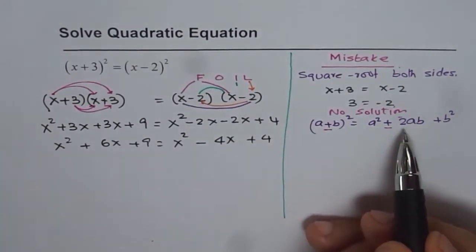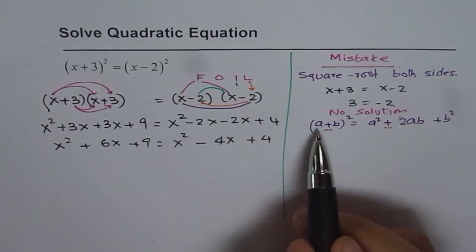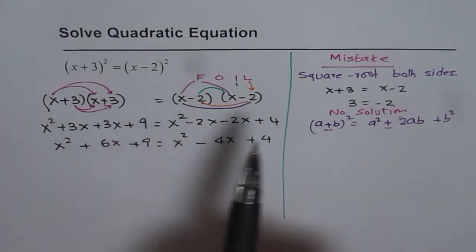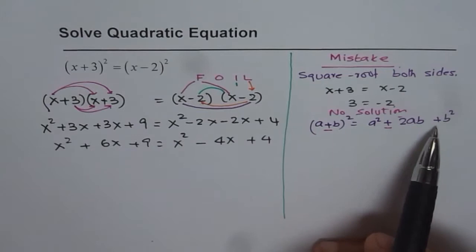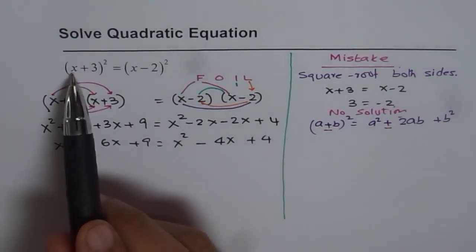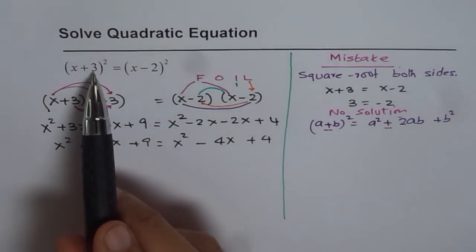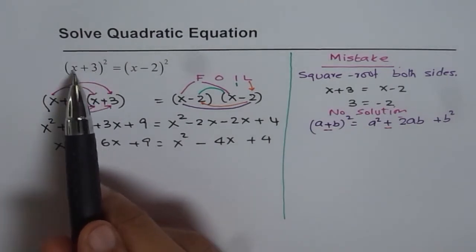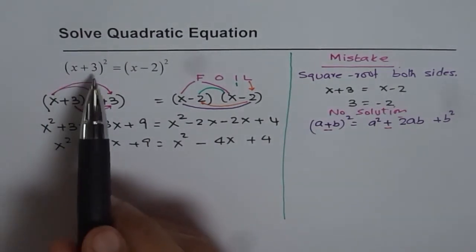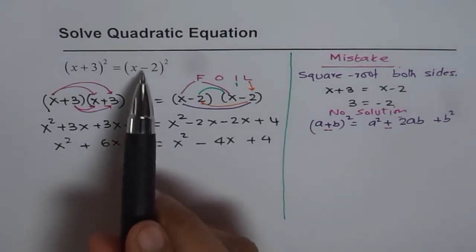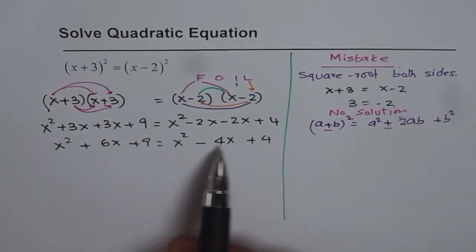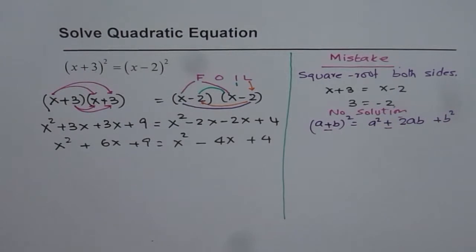Well, if you check with this formula, it's perfectly fine. (a + b)² means a² + 2ab + b². Now a² will be x², correct? b is 3, so 2 times 3 is 6, 6 times x is 6x. And 3² is 9. For the minus case, it gives me a minus sign here, and otherwise it is exactly the same formula.